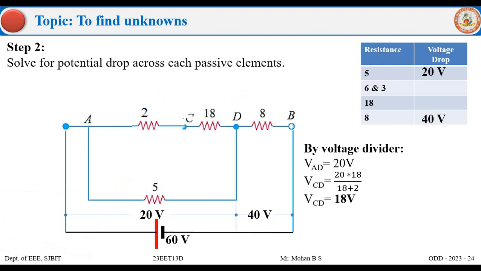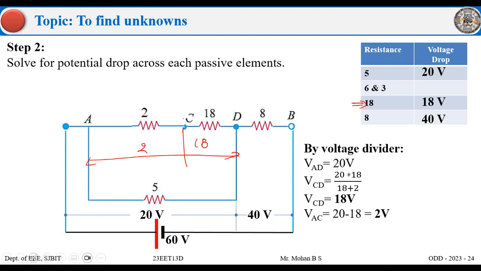So voltage across CD is 18. And similarly, if this entire length is 20 kilometers, and this is 18 kilometers, so this would be 2 kilometers, 2 volts. So now we can see for 18, we can write here as 18 volts. And so now what is left out? We have left out with only 6 and 3. And I've written as 6 and 3 here together, not separate.